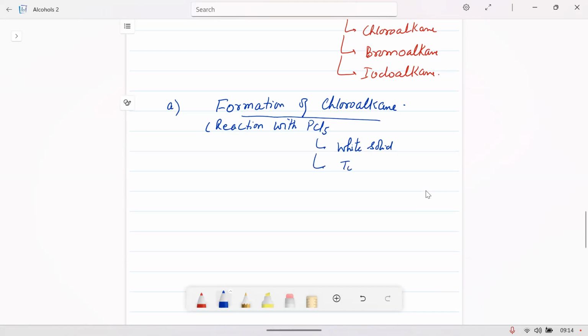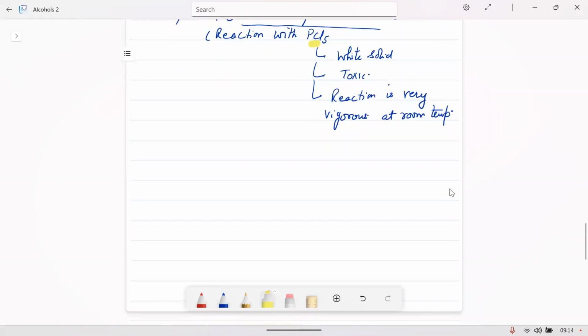It is highly toxic, and the reactions are vigorous. Even at room temperature, the reaction is very explosive or very vigorous. So in the exam, they have asked before, what is the state and the color of the PCl5? Let us take an example of ethanol again, CH3CH2OH, and you react it with PCl5.